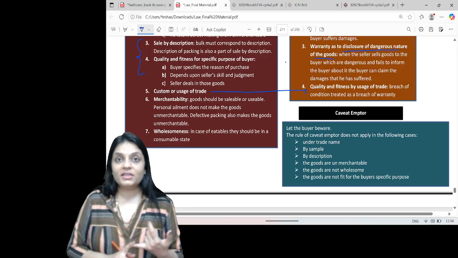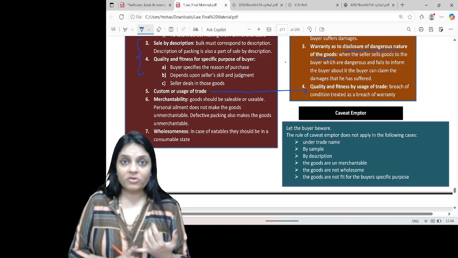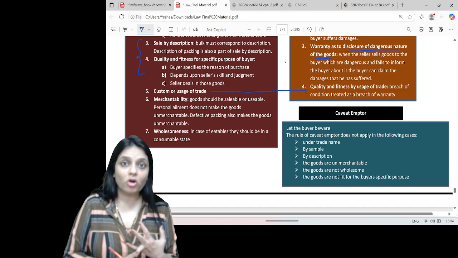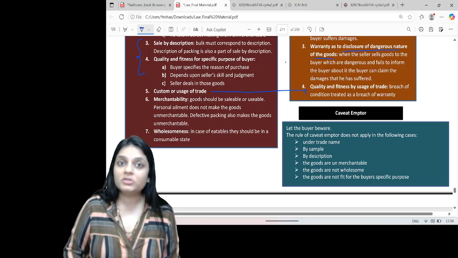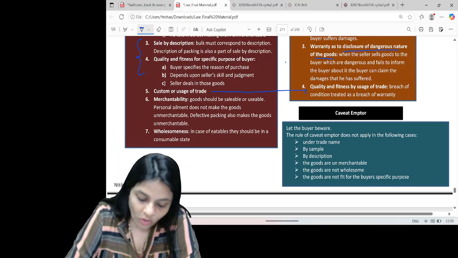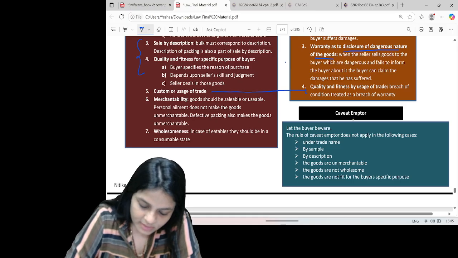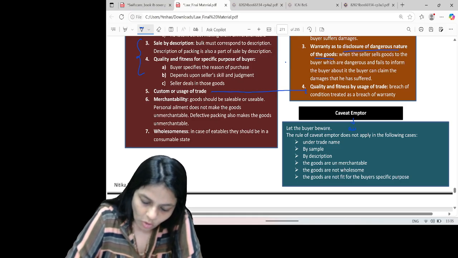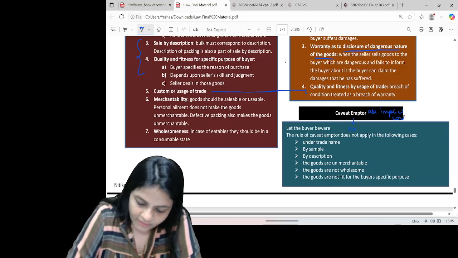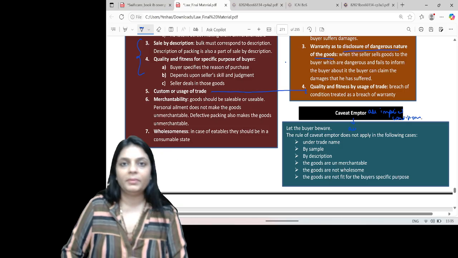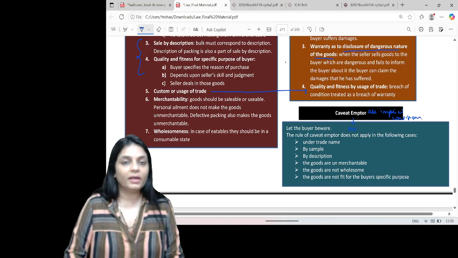But if the sale is made by description, and the goods are not as per the description, if the sale is made by sample, and goods are not as per the sample, goods are not merchantable, goods are not wholesome, can you return the goods back? Yes. So in all the implied conditions, the rule of caveat emptor does not apply. Right? With this, we are done with Unit 2.